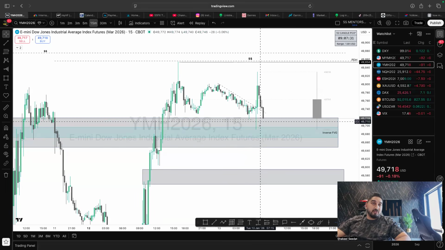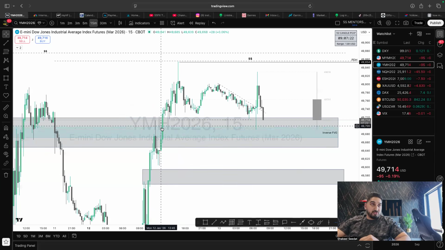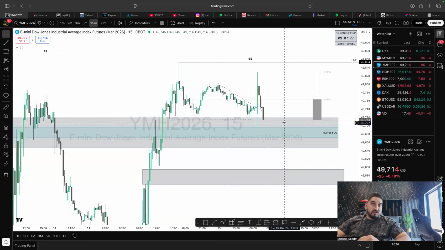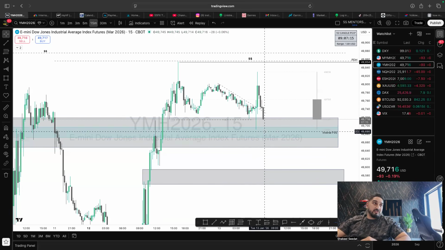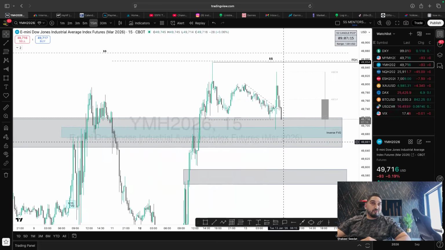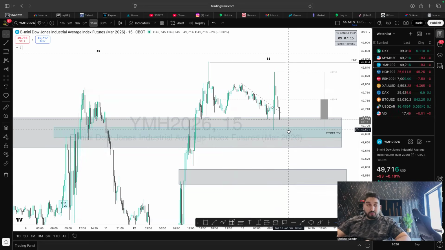So London has done a bit of a shift here. I just want to see price hold in this area. For me, this is crucial. It's a 15-minute FVG in here. It's a daily inverse FVG. It's a 4-hourly FVG in that area. So it should be a strong confluence zone.